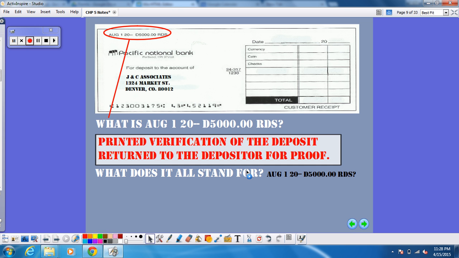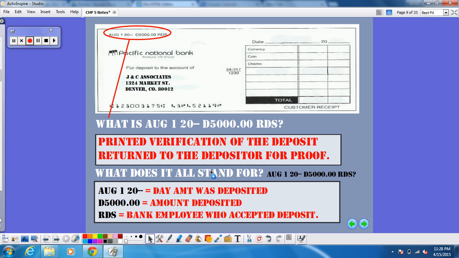What does all of these items stand for? Well, let's take a look. The August 1, and it'll be 2015, 16, whatever the year is, is the day the amount was deposited. So the day you make that deposit will be what is stamped up there. Now you have this D5000. That's the amount that you deposited in the bank. So on this transaction, there was a $5,000 deposit put into the account at the bank.